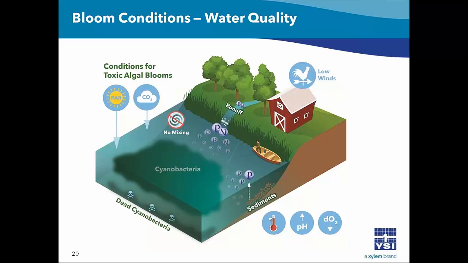This is the kind of stuff that leads to the dead zone in the Gulf, for example. Anoxia is a huge problem for our natural waterways. In a lot of situations, algae blooms play a role in that.